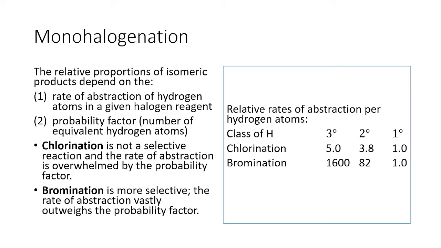Wherein in chlorination, or pag-add ng tinatawag nating chlorine, it is not selective. So ito yung rates niya. So we have here these ratios. And for bromination, ito yung medyo selective, meaning mas pipiliin niya yung tertiary kaysa sa secondary at sa primary.